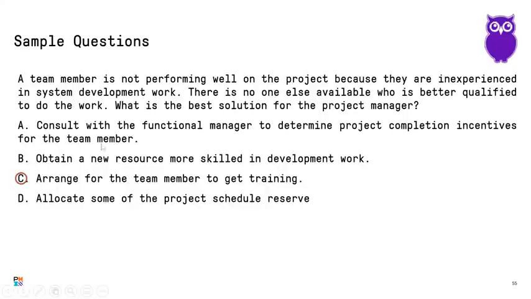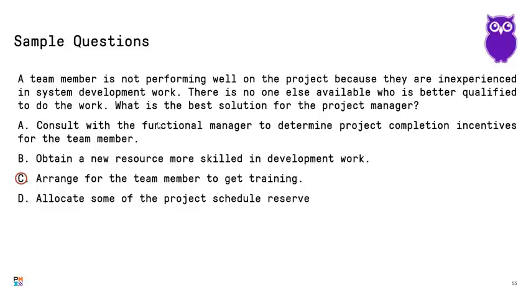Okay, so consult with functional manager to determine project completion incentive. What we are saying here, team member is not performing well. So we have a problem. The team member is not performing well because they are inexperienced. It is not because they don't want to work. They don't have the right experience. So no matter what incentive you give them, they will not get better, because the reason for not doing well is the inexperience. And there is no one else.